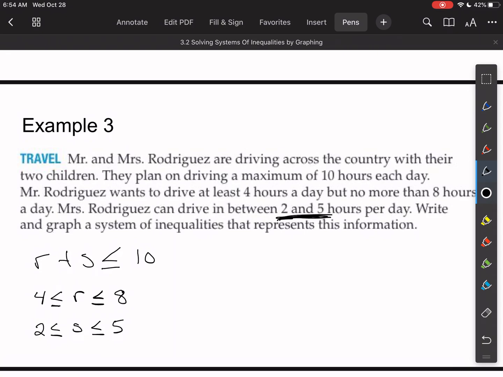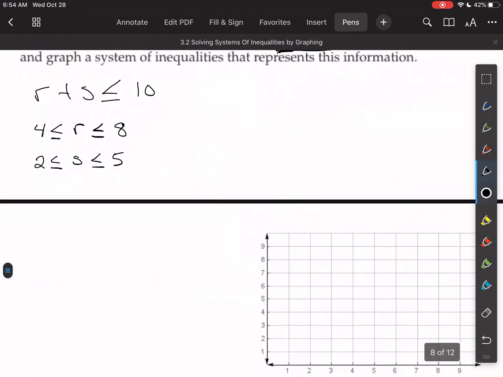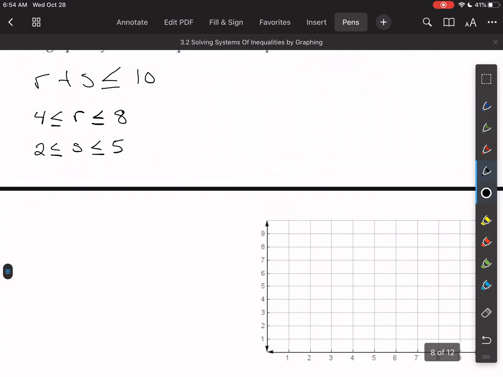Now the key to this one is to graph these, all right? So we've got to graph them because it's the picture that is the answer. Okay, so if we do that, for the first one, we need to create a line. So we've got to first define which one's Mr., which one's Mrs. We can call this one Mr., call this one Mrs. Okay, so if Mr. is the Y, then we can solve the first one for R, right?